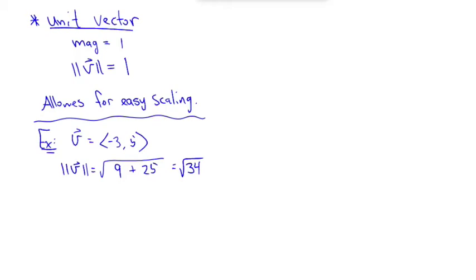Yes. This is the trick. We're going to take v, and we're going to divide by its magnitude. So take your vector v and divide by the square root of 34.